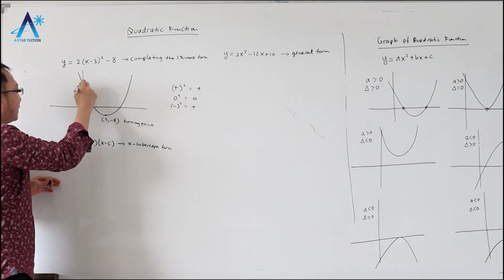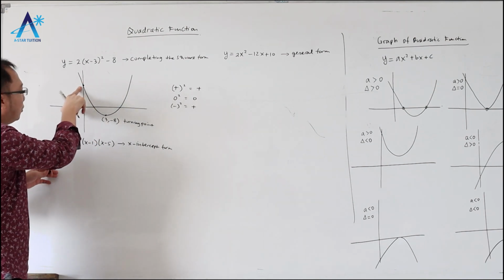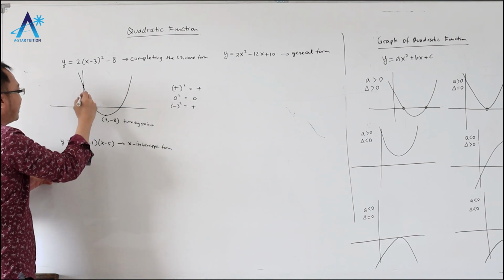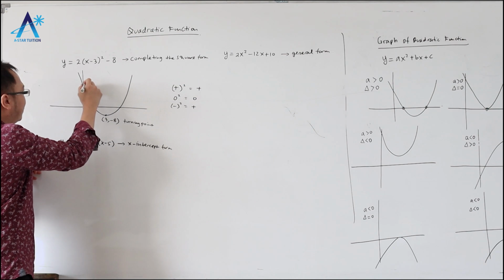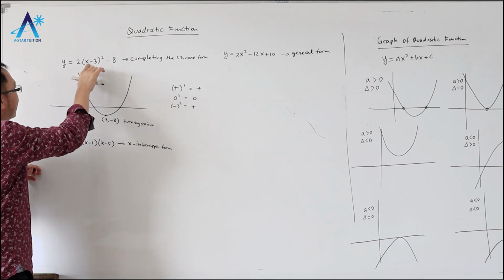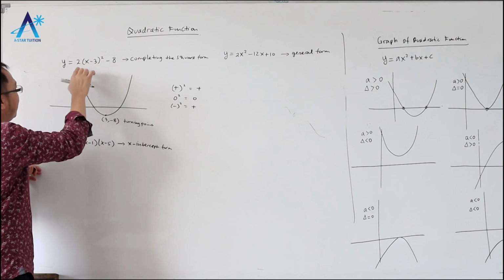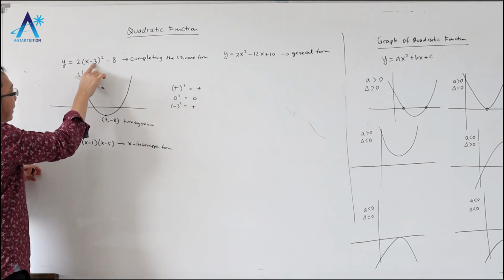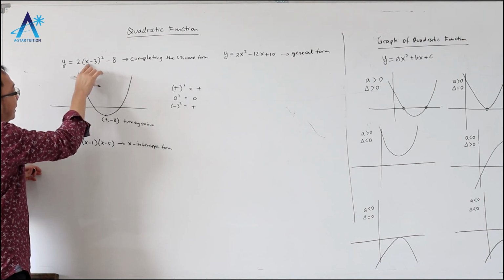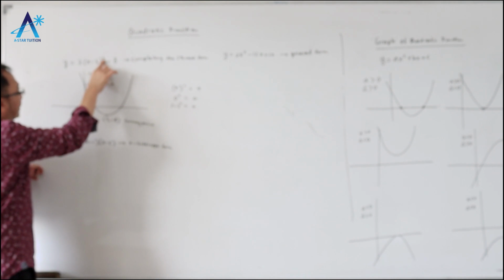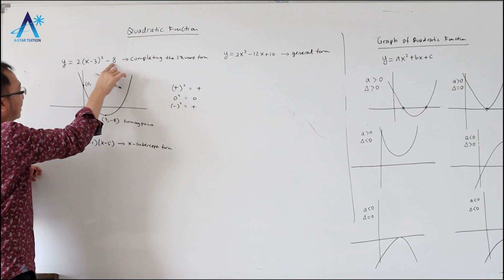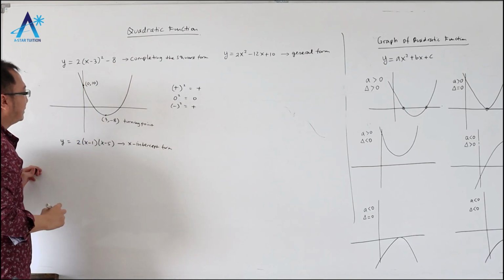And this point right here is called the y-intercept. What is the definition of y-intercept? Y-intercept is defined as the y value when x is equal to 0. So the corresponding y value will be 2 times 0 minus 3, squared, minus 8. 0 minus 3 is negative 3. Negative 3 squared is 9. So we have 2 times 9, which is 18, minus 8 is 10 here.